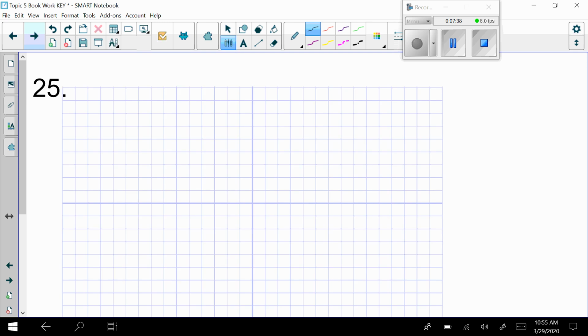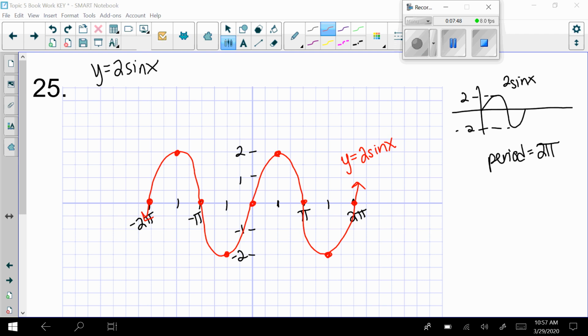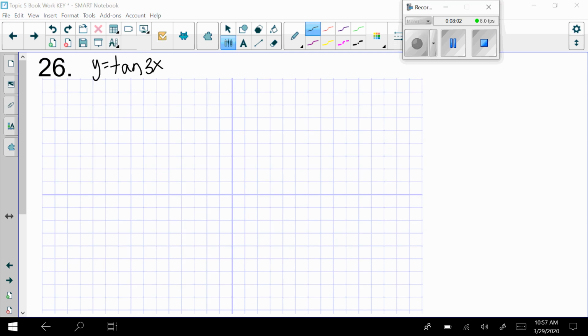All right, 25, we have another graph. You guys should be able to do this one completely on your own. So I'm just going to pause it and do the key. Okay, that one should have been easy peasy. Here's sine x over here, starts at 0, 0. We know the period's 2 pi, not even any shift in frequency or anything, and then amplitude. Easy one.